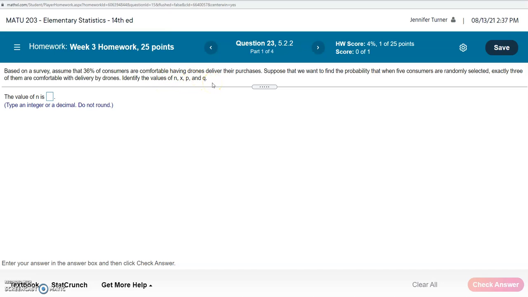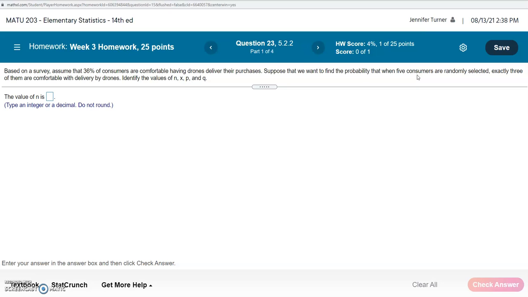So first of all, this is a binomial distribution because it fits the criteria for such a distribution. First of all, it has a fixed number of trials. We've only selected 5 consumers, and we're going to ask each of them if they are comfortable with the drones delivering their packages or not. The second is that each trial, meaning each consumer that we surveyed, only has 2 options. They either are comfortable with the delivery, that would be a success in our case, or they're not comfortable, which would be a failure. So there's only 2 options, a success and a failure, for each of the trials.